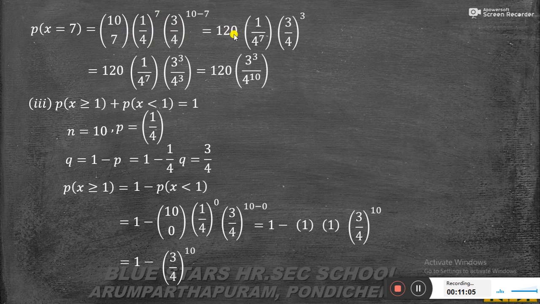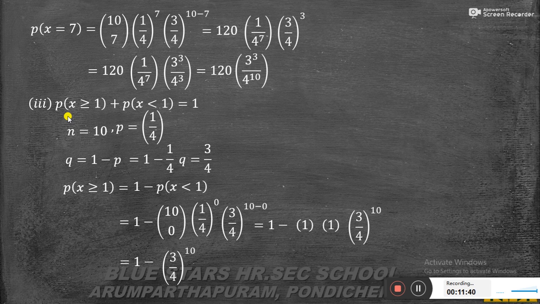So 10C7 means 120, into 1 by 4 power 7, and 10 minus 7 is 3, so 3 by 4 power 3. So 120 into 3 power 3 over 4 power 7 times 4 power 3. I add the powers, 7 plus 3 is 10, so 4 power 10. This is the probability of the student getting 7 correct answers. So the probability of x equal to 7 is 120 into 3 power 3 by 4 power 10.